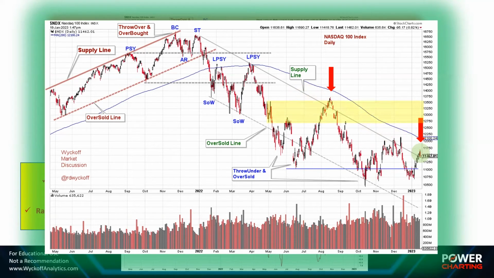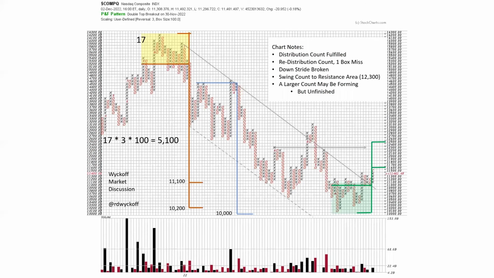Yellow shaded area just illustrates where the overhead resistance is in this structure. And you can see that the NDX is much weaker than the S&P 500, and that is because of the dominance of those mega cap names.